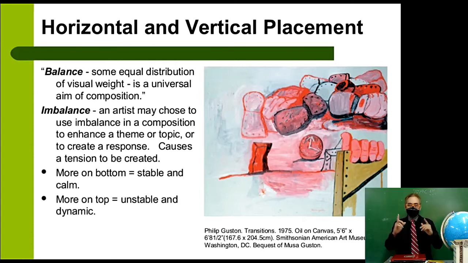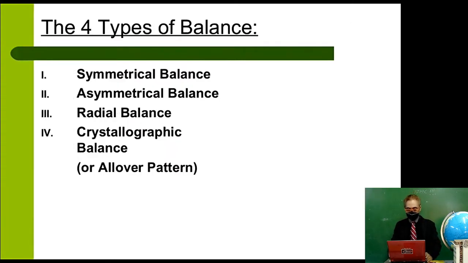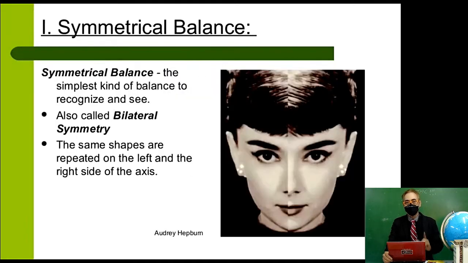More on the bottom equals stable and calm. More on top is unstable and dynamic. The four types of balance are: symmetrical balance, asymmetrical balance, radial balance, and crystallographic balance, or all-over pattern.